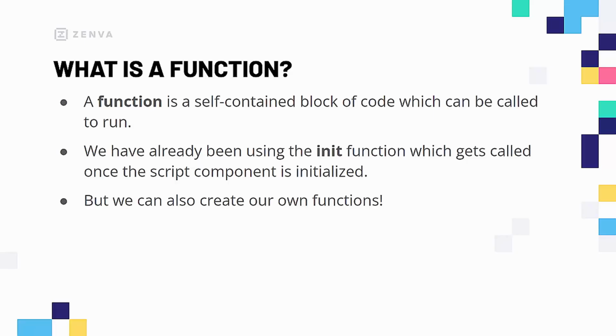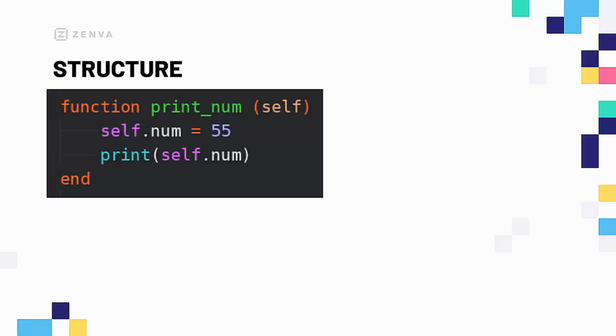We've already been using the init function, which gets called once the script component is initialized for the first time. But we can also create our own custom functions, okay? We don't have to stick with the default ones that our Lua script gives us once it's created, okay? We can add as many new functions as we wish, and we can customize them in many different ways. So let's look at the structure of a function.